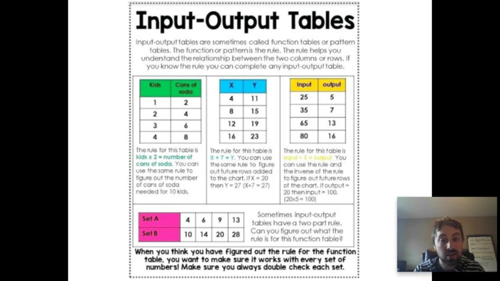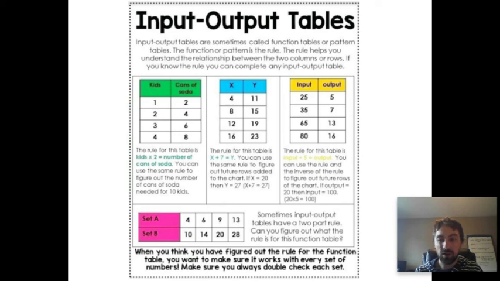You can use the same rule to figure out the number of cans of soda needed for 10 kids. So rather than just seeing the pattern continue and create a table until you get to 10 kids, you can just insert that number into the rule. So 10 times 2 is equal to 20 cans of soda. And that can help you figure out a lot of things. In this case, how many cans of soda you need, but the rule can get more complicated, and it is definitely a time saver figuring out what the relationship is rather than just trying to fill out the rest of the chart. Let's look at the second one, X and Y.